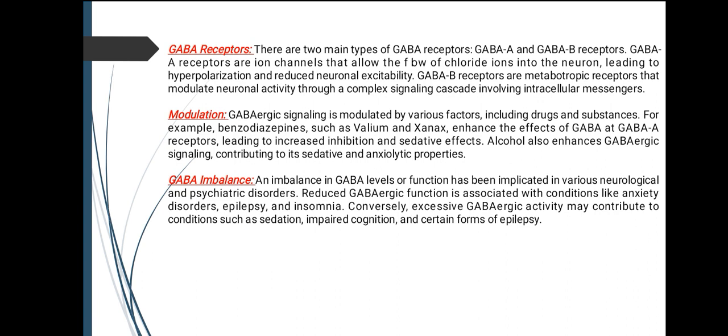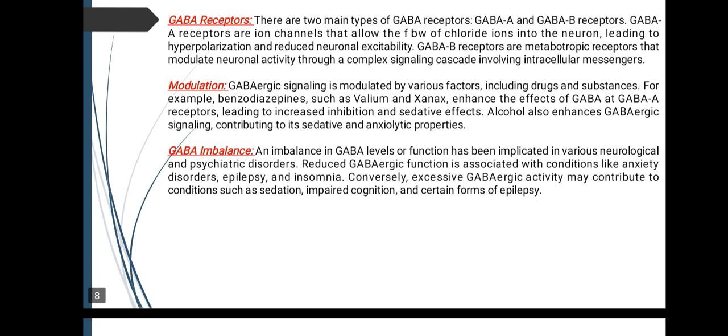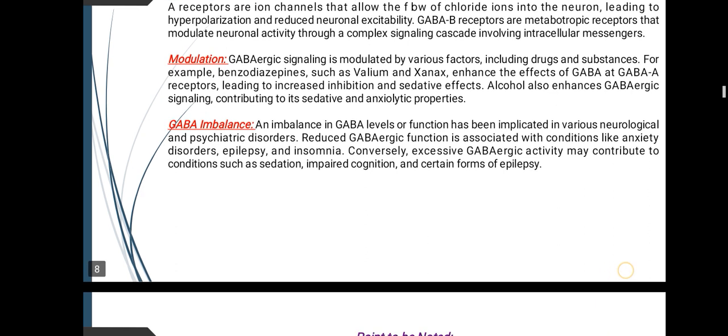GABAergic signaling is modulated by various factors, including drugs and substances. For example, benzodiazepines such as Valium and Xanax enhance the effect of GABA at the GABA A receptor, leading to increased inhibitory and sedative effects. Alcohol also enhances GABAergic signaling, contributing to its sedative and anxiolytic properties.